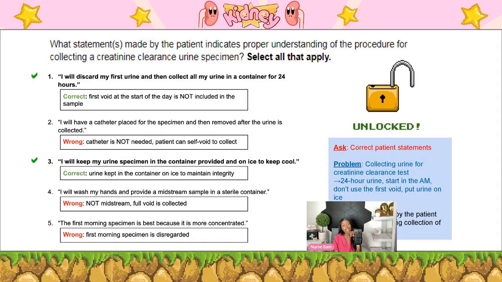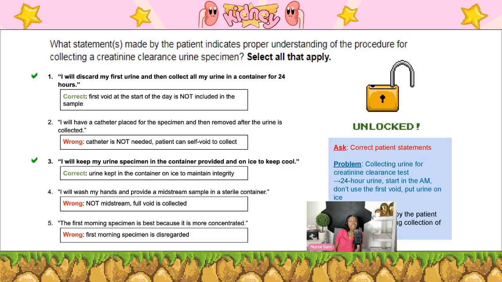Statement 1 says, I will discard my first urine and then collect all my urine in a container for 24 hours. We're looking for the statements that indicate proper understanding. For this one, the first void at the start of the day is not included. Statement 2 is wrong. It says I will have a catheter placed with a specimen and then removed after the urine is collected. A catheter is not needed. The patient can self-void to collect.